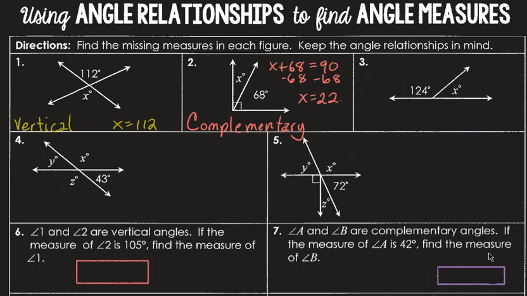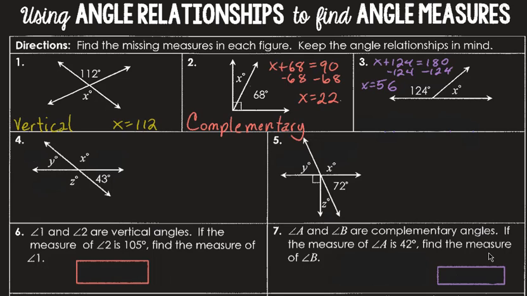Please pause the video and attempt number 3, number 4, and number 5. Number 3. You should have gotten the answer x is equal to 56. This is an example of a linear pair. In a linear pair, the sum of the two angles is equal to 180 degrees. So x plus 124 equals 180. Now we're going to solve. Minus 124 minus 124, which is how we get the answer 56.